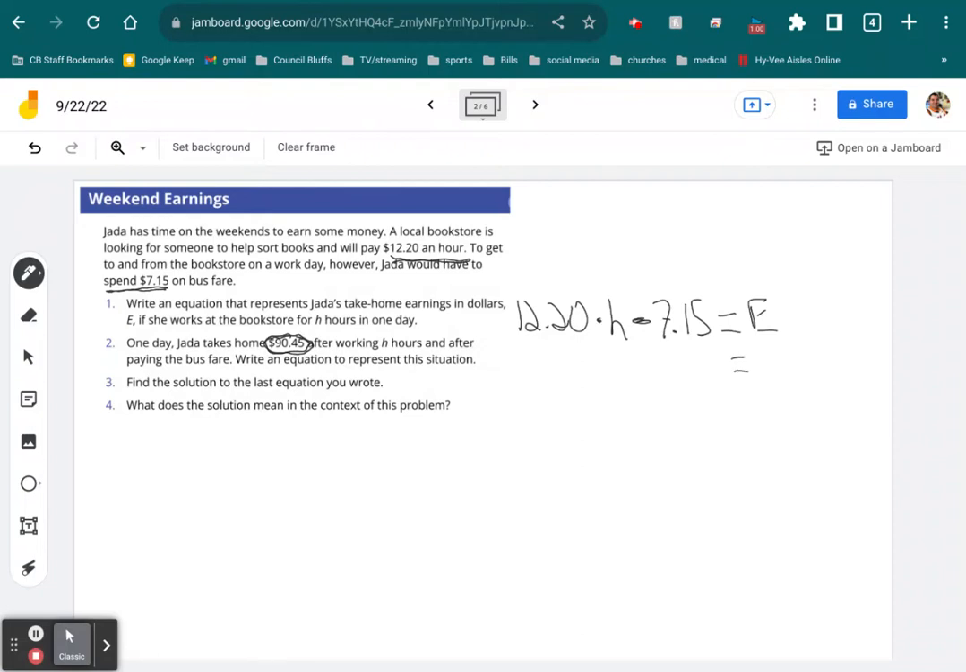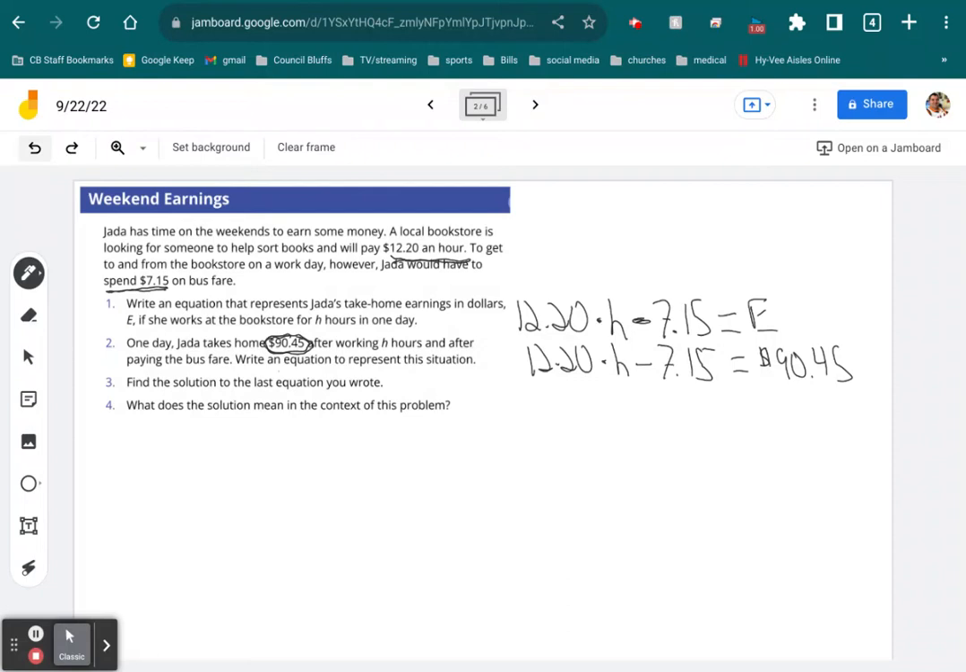So I'm going to plug in $90.45 for E. So 12.20 times H minus $7.15 equals $90.45. So that right there would be your equation for number 2. Write an equation to represent this situation. This one right here would be your equation.